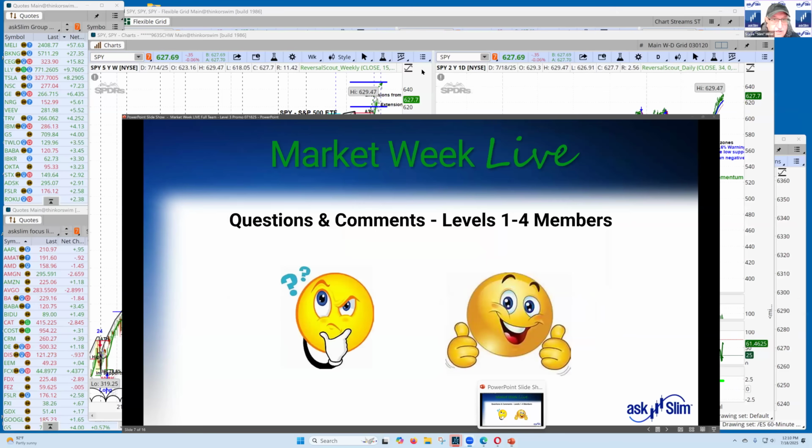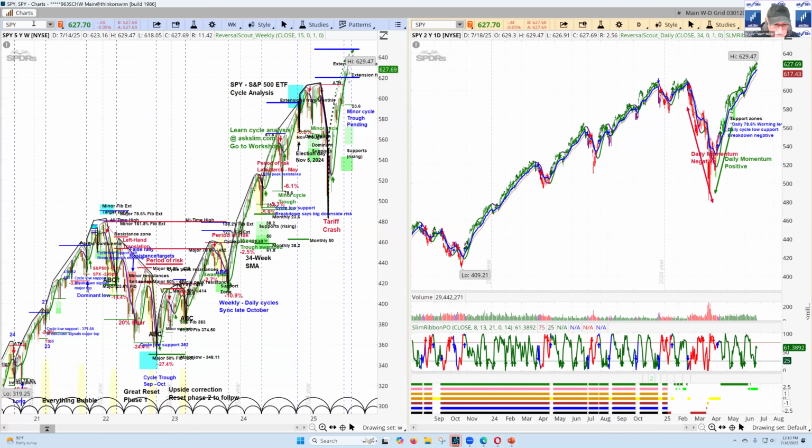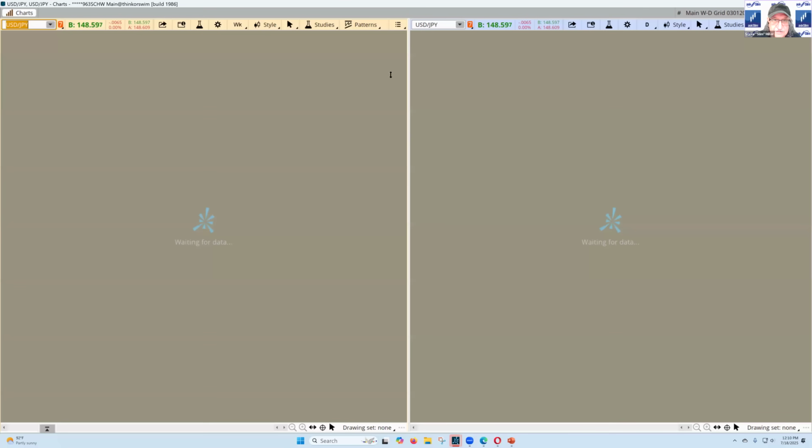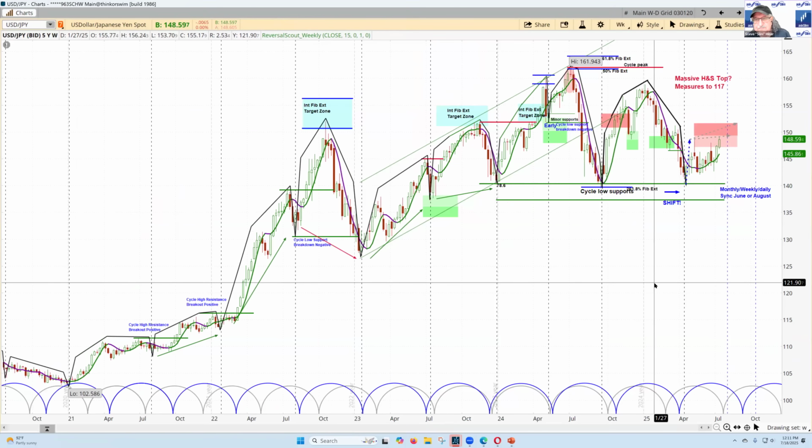And I'll blow this up, and we're going to go into US dollar JPY. So I often take a look at the 6J. I just haven't updated it for this presentation. This is US dollar JPY, and what is just screaming out at me is a massive head and shoulders top that's forming in there. It looks like it's completed but didn't break down.